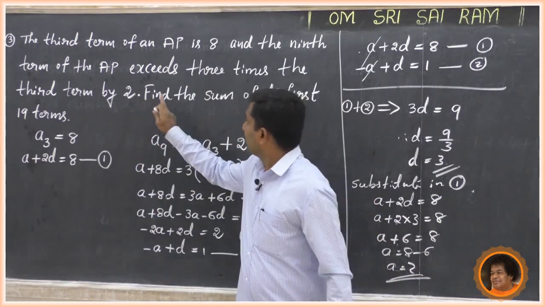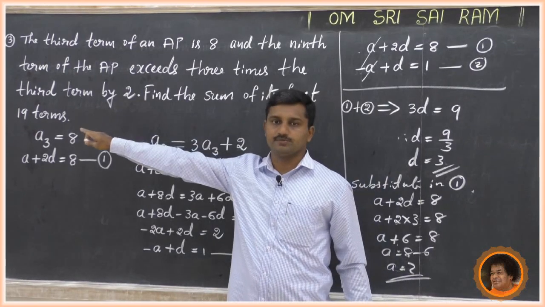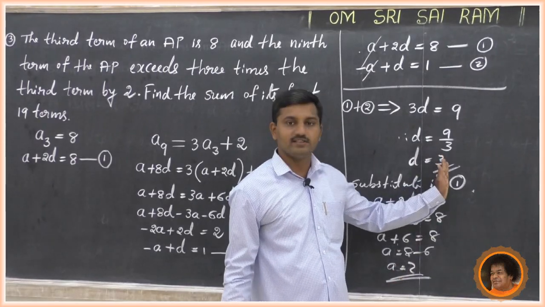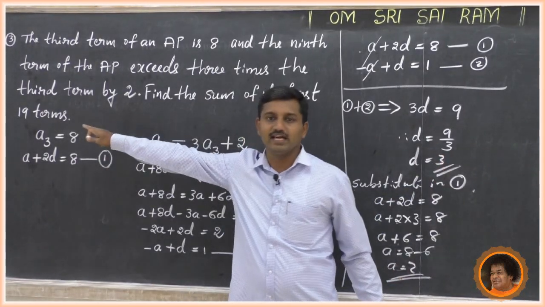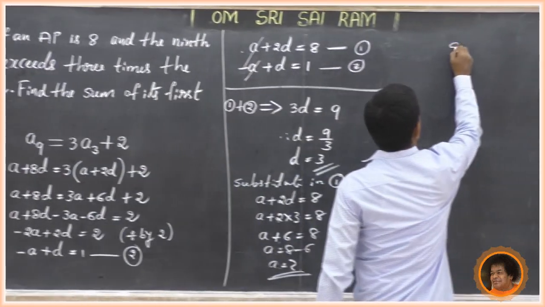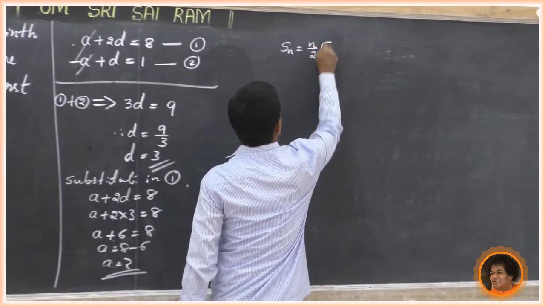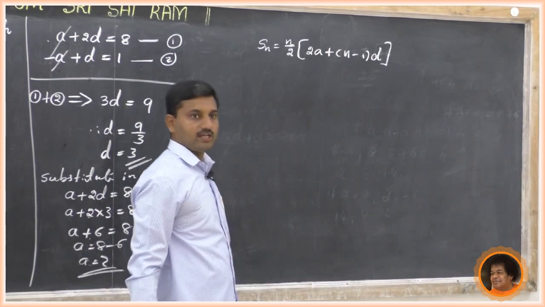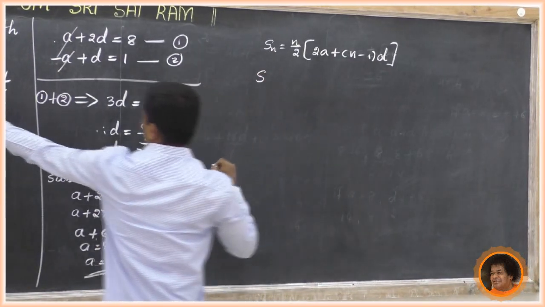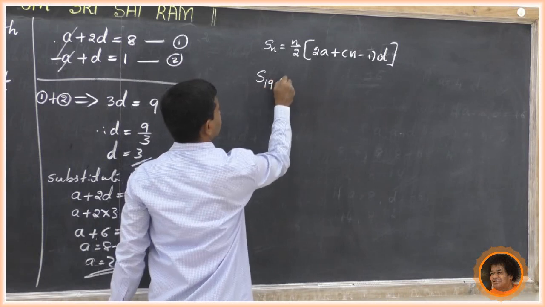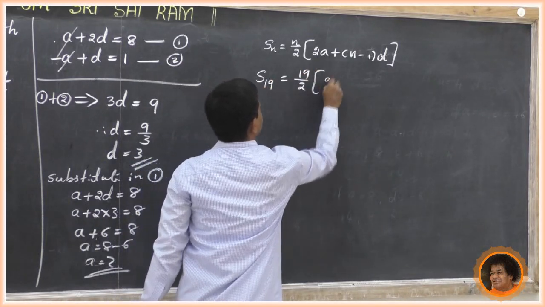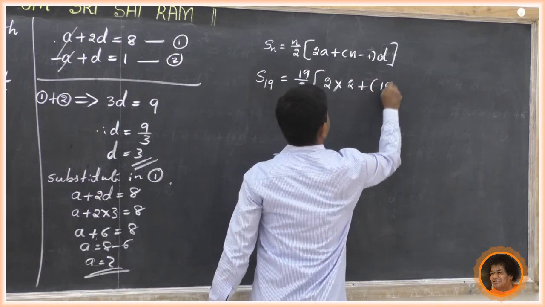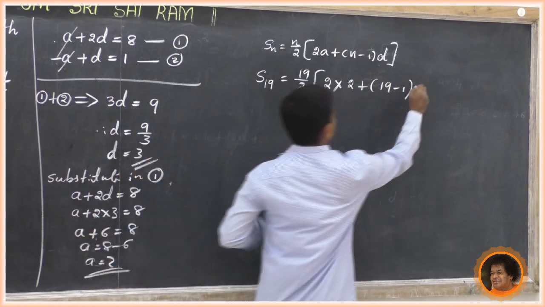So what is the question? Find the sum of its first 19 terms. You know the formula. Value of a is 2, value of d is 3, number of terms is 19. Now the formula: Sn is equal to n by 2 into 2a plus n minus 1 into d. Now substitute the values. Sn, first 19 terms, so number of terms 19. So 19 by 2 into 2 into a value, that is 2, plus 19 minus 1 into d value, that is 3.